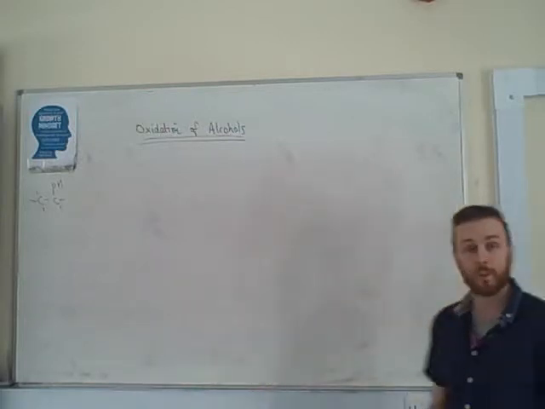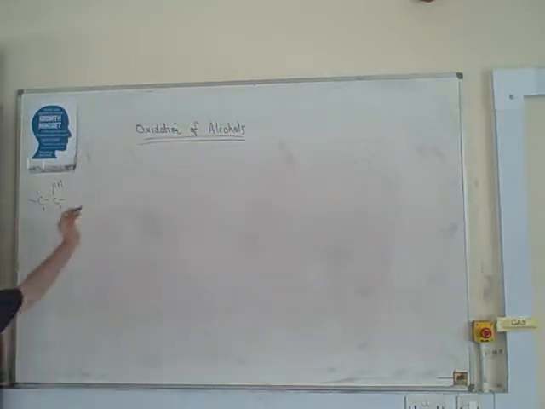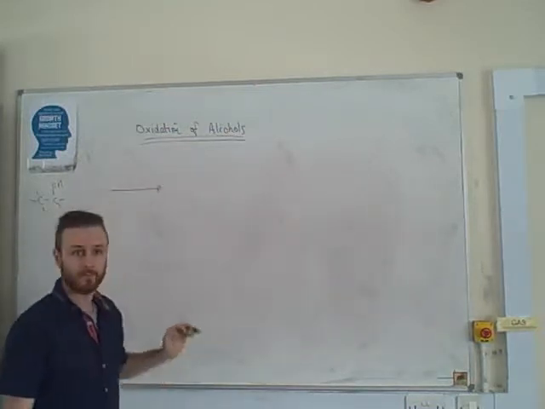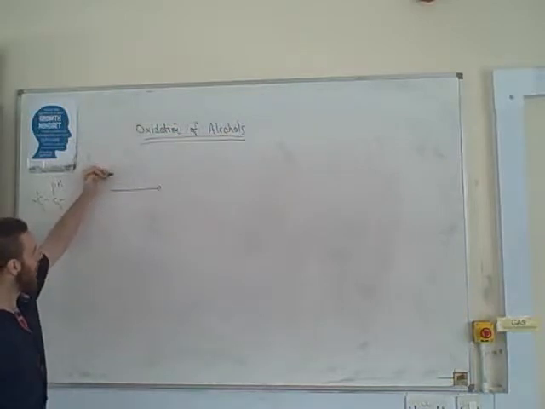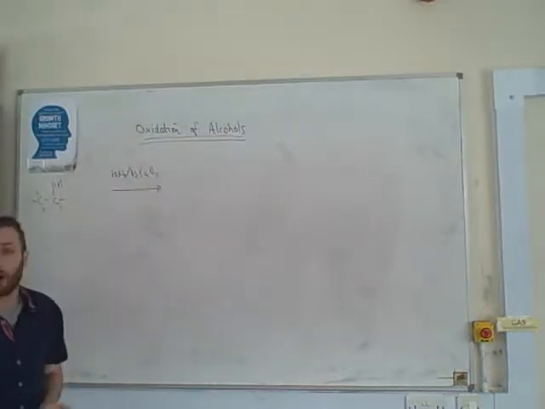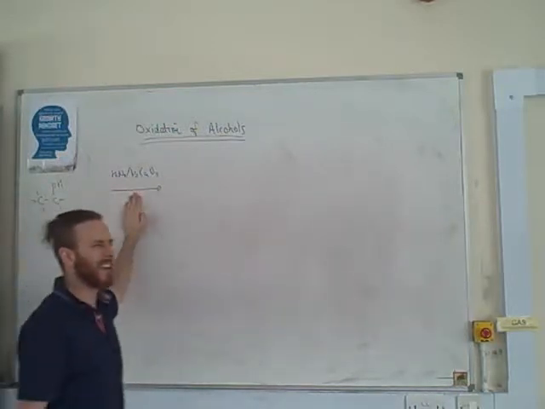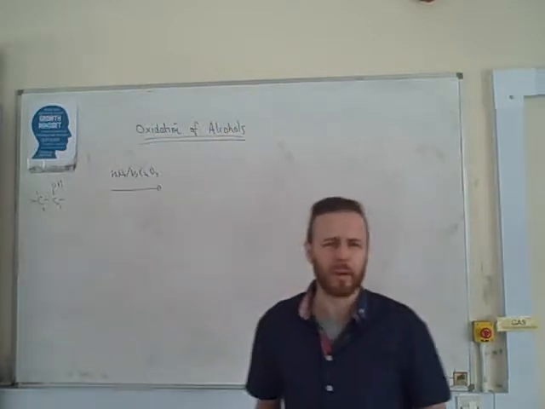So what can we do with this oxidizing mixture? What we can do is take a primary alcohol and oxidize it. Now, we would put the H2SO4 K2Cr2O7 above the arrow. Usually this is reserved for catalysts. What we're going to do here is cheat a little bit.